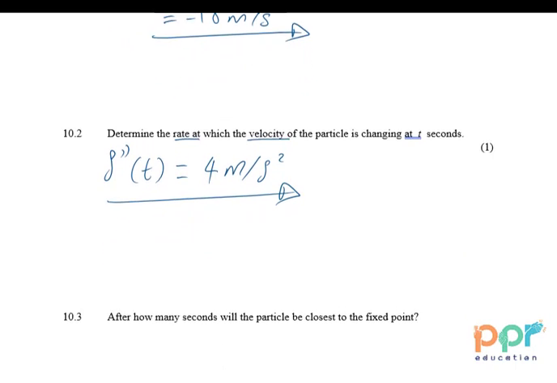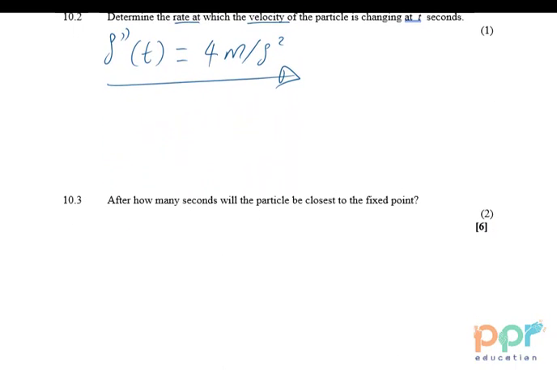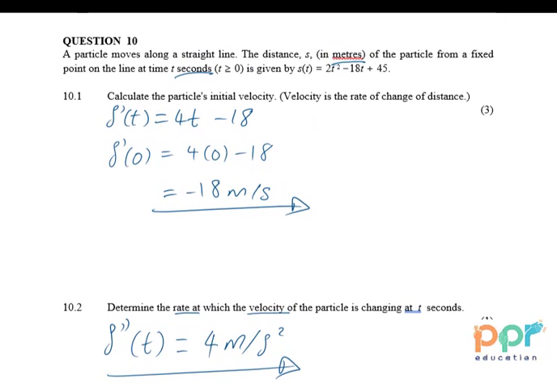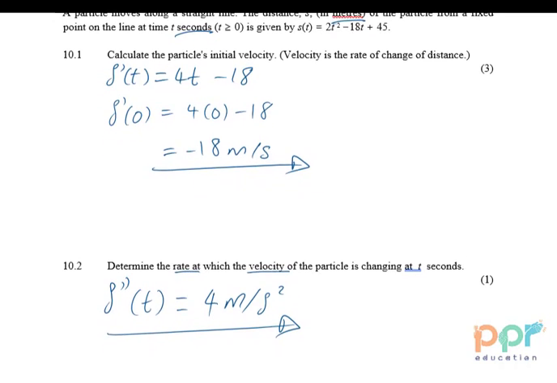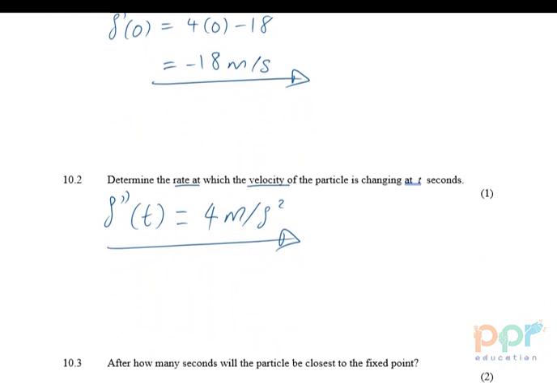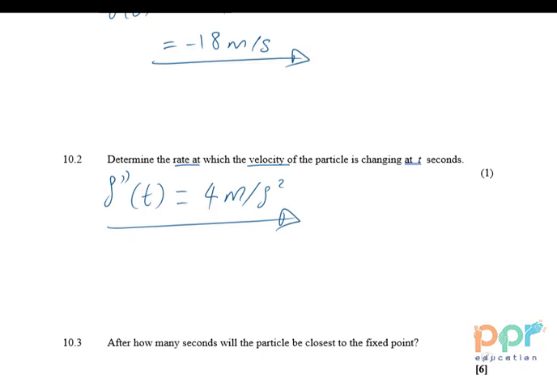Then the next question, and this is the last one: after how many seconds will the particle be closest to the fixed point? This means the first derivative that we found above also equates to 0, so that we can find after how long the particle will be closest to the fixed point.